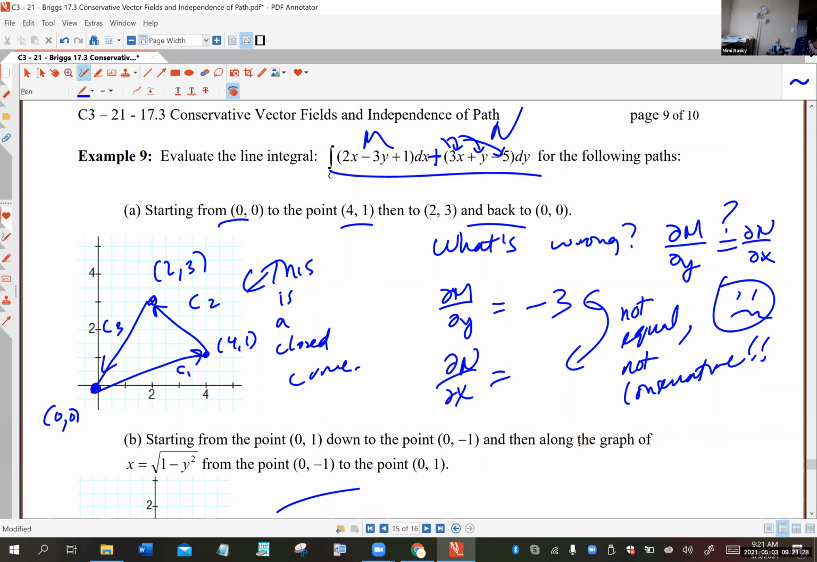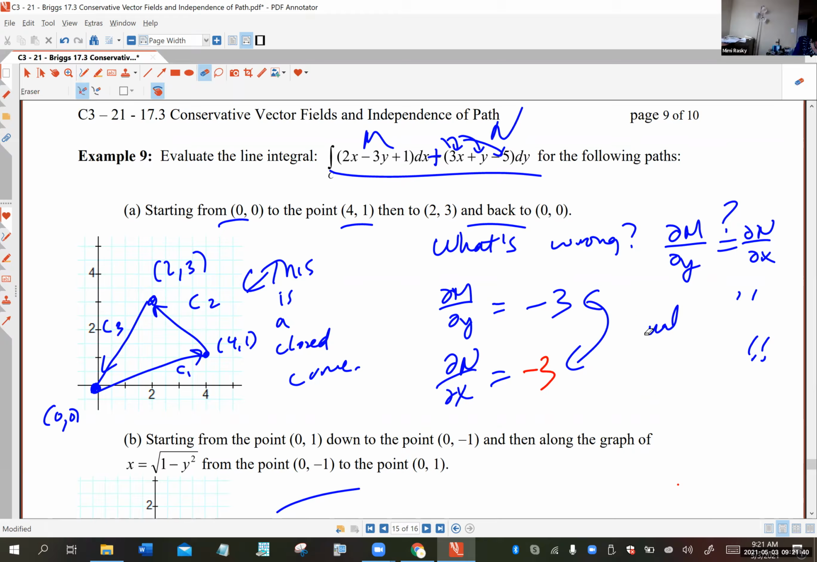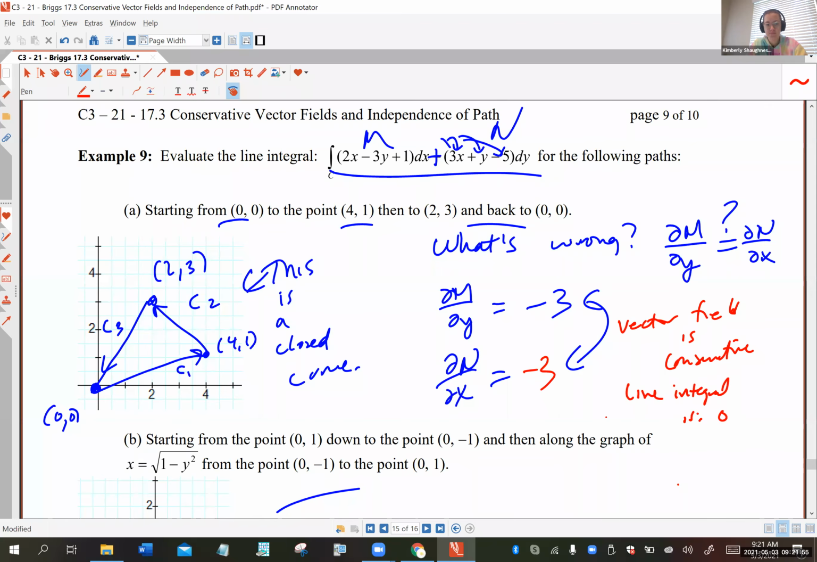So I claim my real dN/dx is not 3, it's what? -3. So they are equal. Yay. And the vector field is conservative. So then what? Well, then you don't have any work to do. The line integral result is equal to what? 0. I'm done. Closed curve, vector field conservative, boom, by the previous theorem. No work. I don't need to do a darn thing. I'm done. End of story.